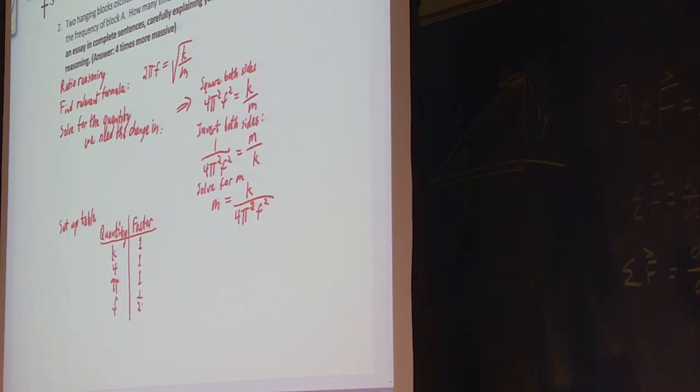Yeah, 1/2. All right, so now we're going to rewrite the right side, replacing quantities with their corresponding factors. So we replace the k with a 1, we replace the 4 with a 1, we replace the pi with a 1, and we replace the f with 1/2. And so what do we get? Oh, I guess I gave you the answer. So, yeah, it's going to be a factor of 4 times more massive.